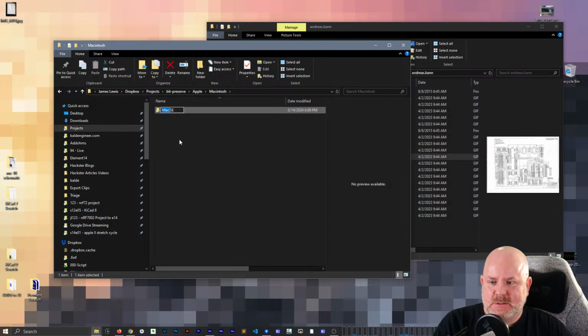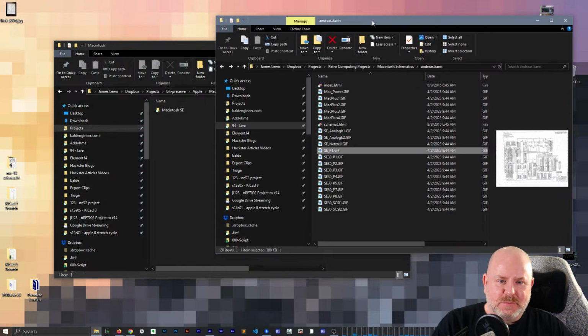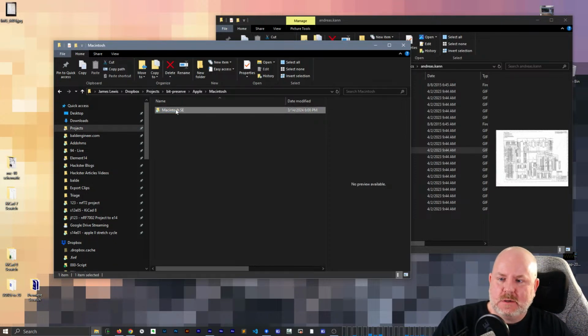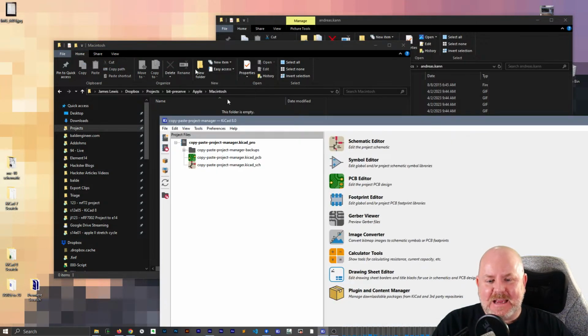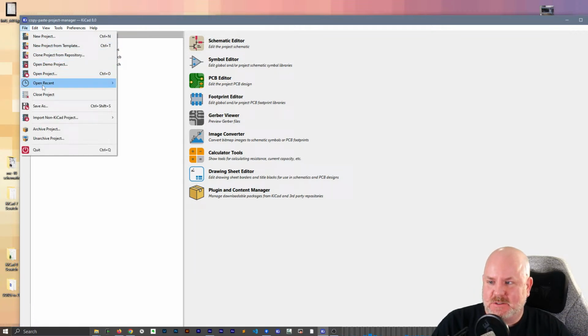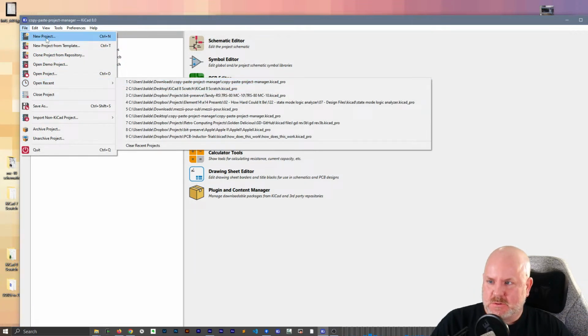I'm sorry, the Macintosh SE. I think it's a little bit weird. A lot of people say Mac, but I think it really is Macintosh. Oh, you know what? I just realized I shouldn't do that. So let's delete that, and then let's fire up KiCad 8.0.1 RC2, which I think fixes one of the big bugs I kept running into with the previous versions.